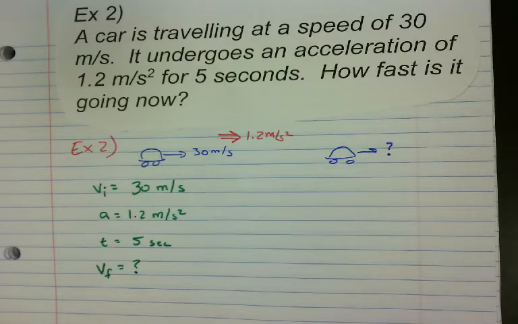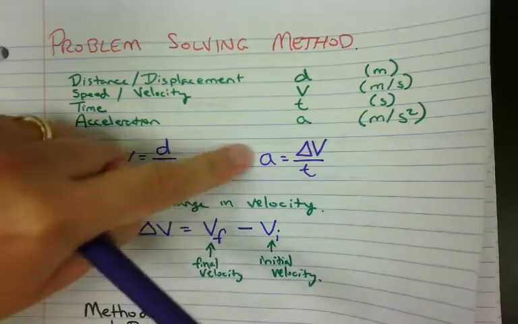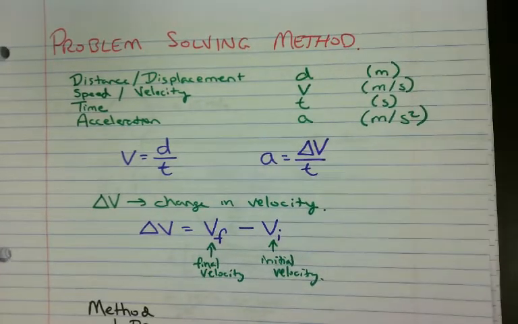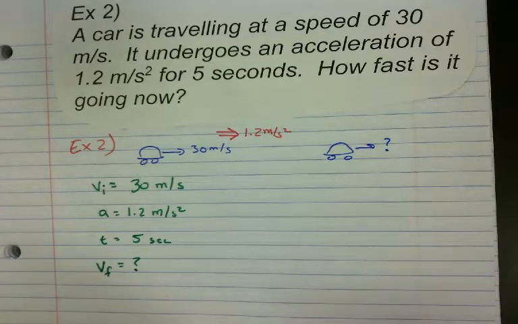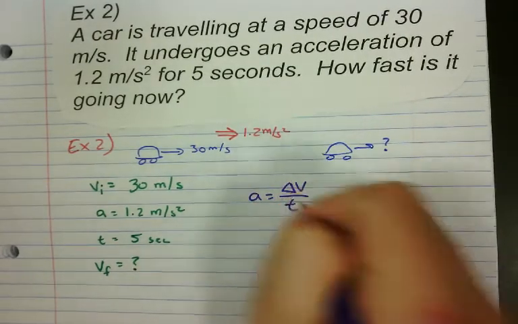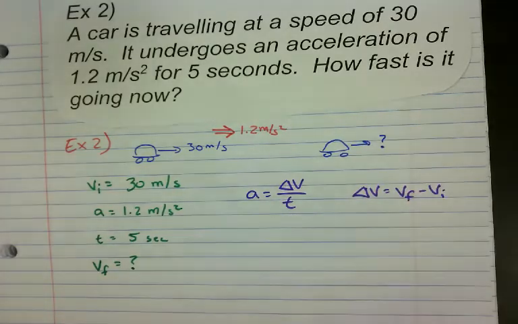All right, so let's look at this then. The equation that we're going to use, since we're actually going to have to use 2 equations, right? So let's look at the equations we had. We know we're going to have to do something with acceleration, and we're also going to have to do something with a VF and a VI. So I'm going to write down these 2 equations because I'm going to use both of them. A equals delta V over T, and delta V equals VF minus VI.